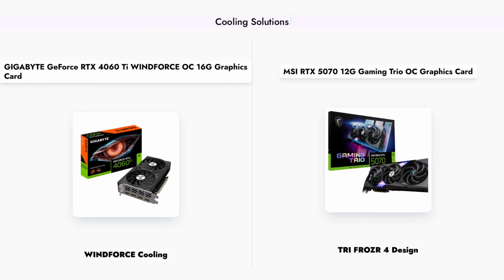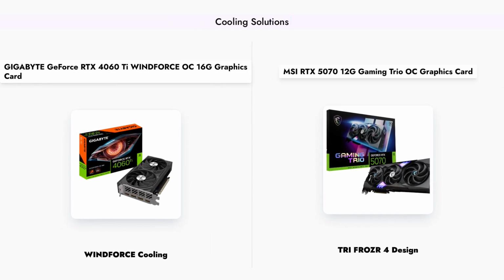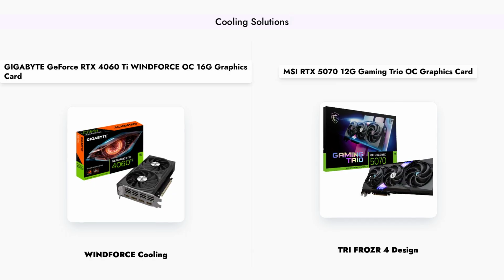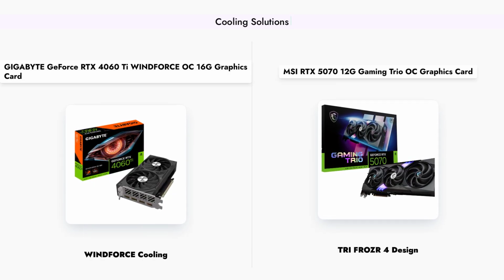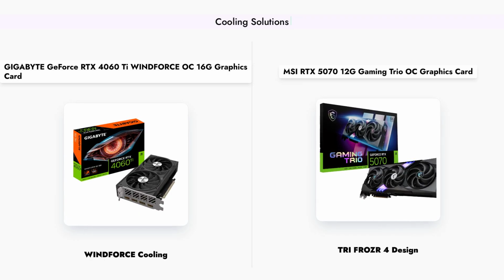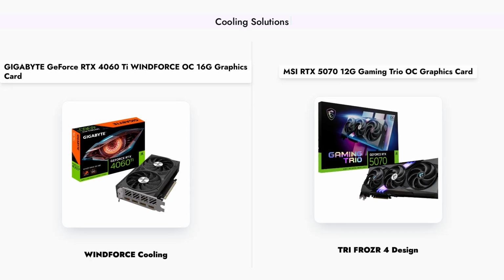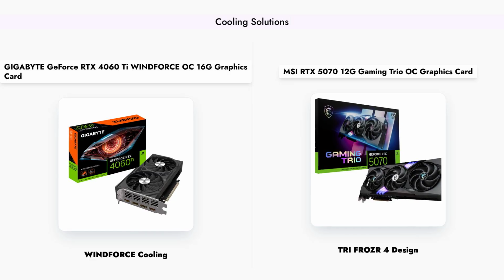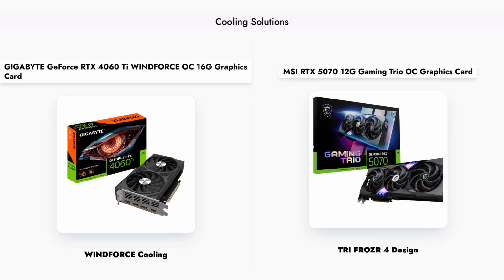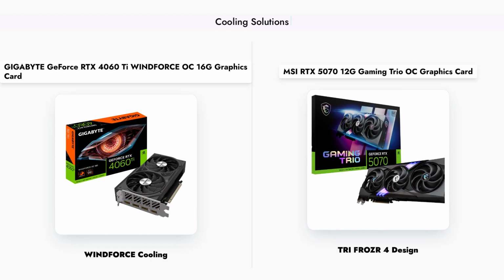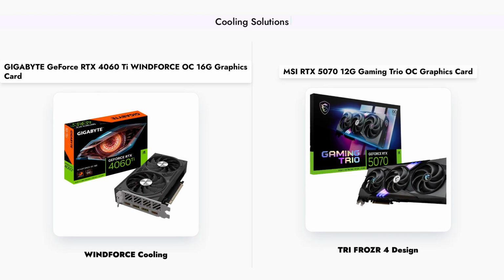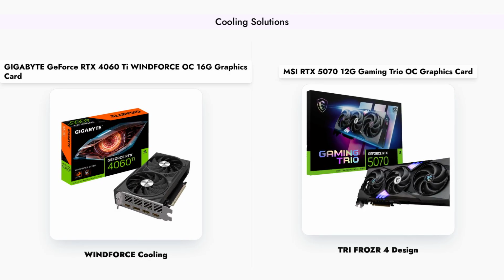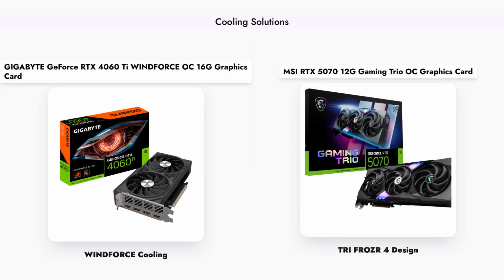Cooling is essential for maintaining performance, especially during intense gaming sessions. The GIGABYTE RTX 4060 Ti features the WINDFORCE cooling system, which effectively dissipates heat and keeps the card running quietly. On the other hand, the MSI RTX 5070 utilizes the TRI-FROZR4 thermal design, which not only keeps temperatures low, but also enhances airflow with its advanced fan technology. Both systems are effective, but the TRI-FROZR4 is known for its superior cooling efficiency under load.